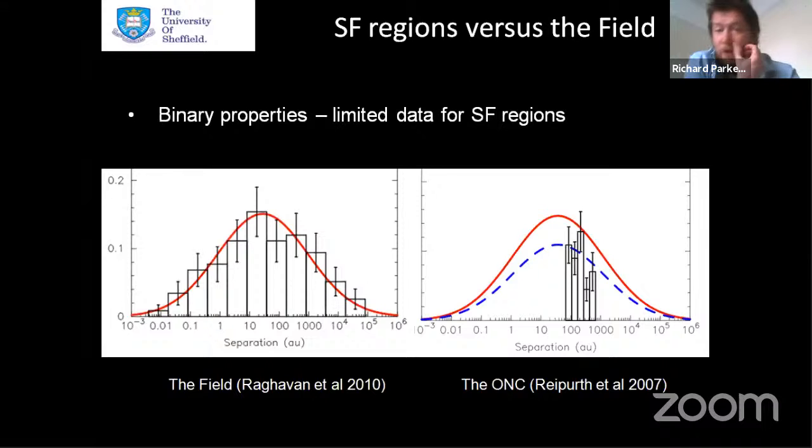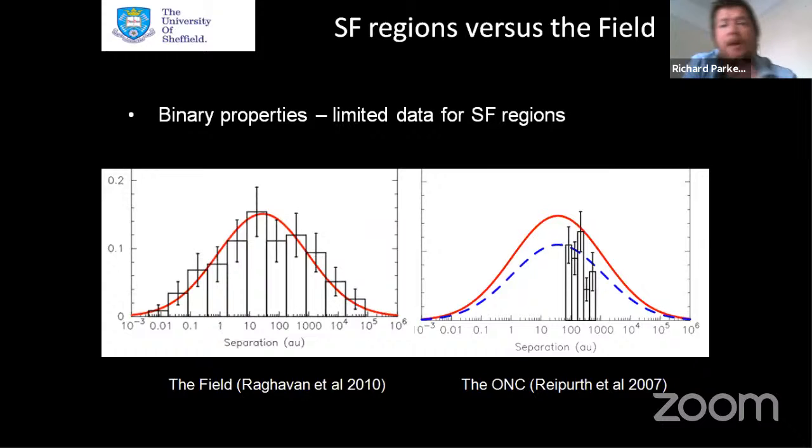Now, we can't really put a finger on how much of a problem this could or couldn't be. The reason is that the statistics of binary stars in star-forming regions are very, very limited. What I'm showing here is just for illustration purposes. On the left-hand side is the orbital semi-major axis distribution of sun-like stars that have a binary companion in the galactic field. You can see we have binaries with semi-major axes from 0.01 AU all the way out to 10 to the 5 AU.